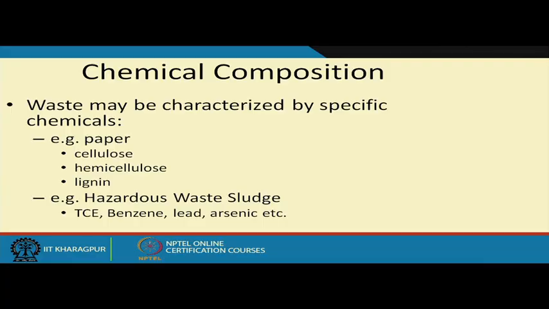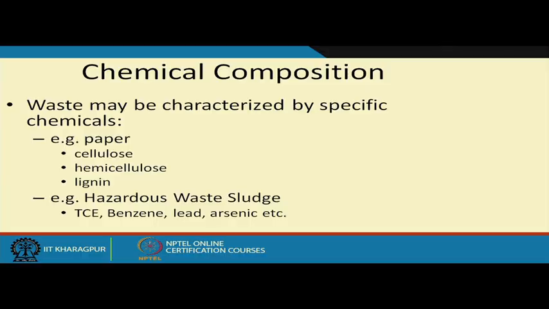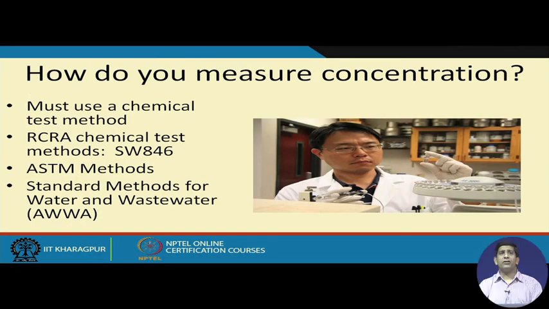So we can do some analysis to find that out. Or even for hazardous waste characterization, when we have TCE, dichloroethylene, benzene, lead, arsenic, how will you measure them? If you have a waste sample, how do you measure how much lead is present, how much arsenic is present? We'll talk about those kinds of things. So how do we measure concentration? We use a chemical test method.